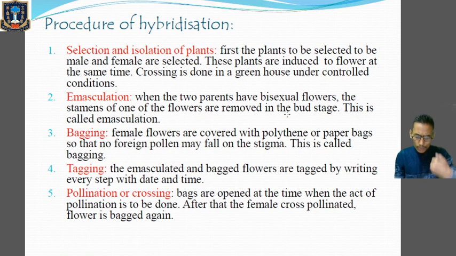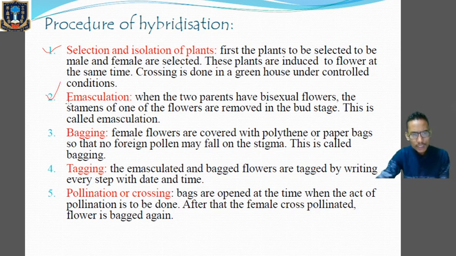Now let's go with the procedure of hybridization. First one, selection and isolation of plants. First, the plants to be selected as the male and female need to be selected. First we have to select the male and the female parent. Both the male parent and the female parent are induced to flower at the same time, and crossing is done in a greenhouse under controlled conditions. So the first procedure is the selection and isolation of plants. We have to select the male parent and the female parent. Clear? So the first step is done.